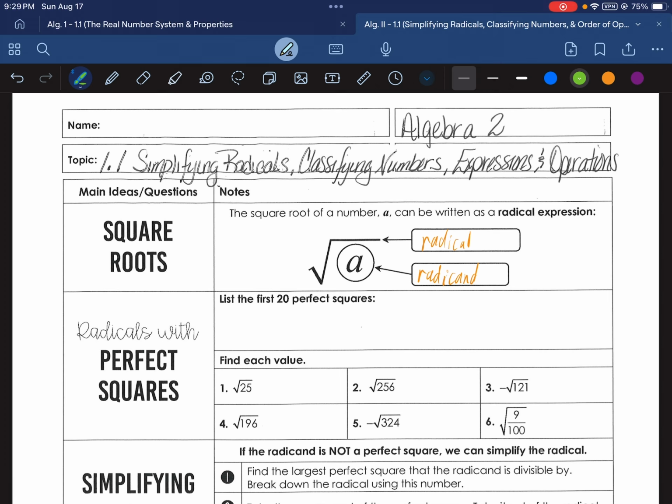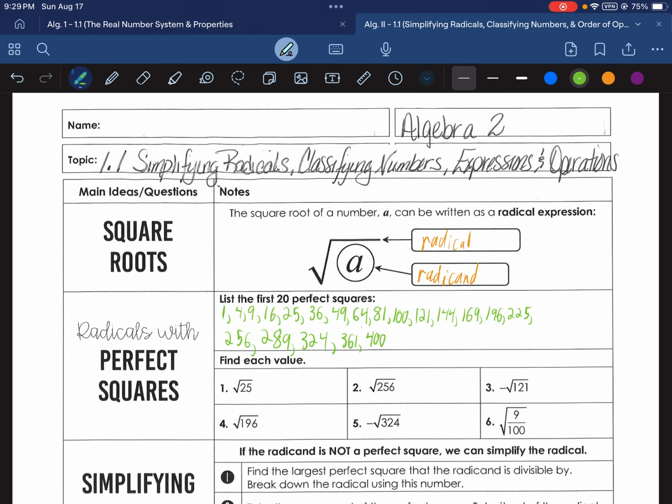Hopefully you already worked on these. The first 20 perfect squares are: 1 squared is 1. 2 squared is 4. 3 squared is 9. 4 squared is 16. 5 squared is 25. 6 squared is 36. 7 squared, 49. 8 squared, 64. 9 squared, 81. 10 squared, 100. 11 squared, 121. 12 squared, 144. 13 squared, 169. 14 squared, 196. 15 squared, 225. 16 squared, 256. 17 squared, 289. 18 squared, 324. 19 squared, 361. And 20 squared is 400.